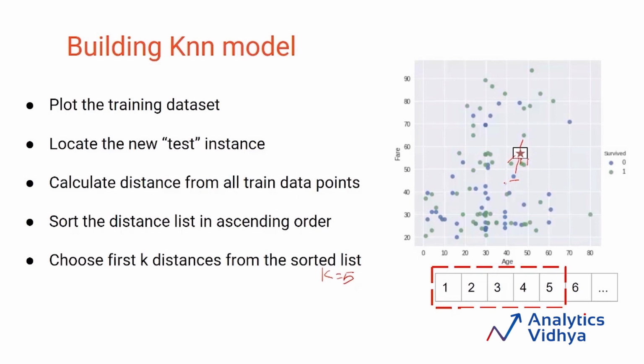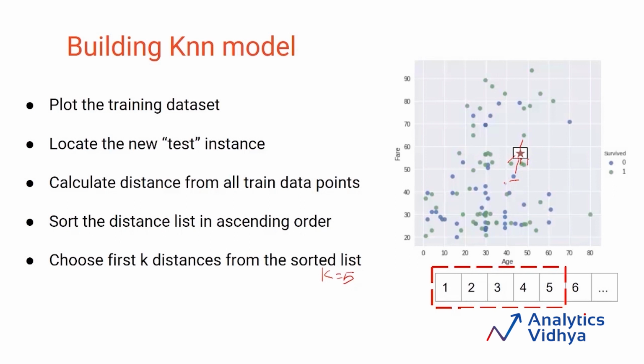So we'll take a mode of the labels of the nearest neighbors. Here we have 4 green points and 1 blue point. In this case, the mode will come out to be green, which is 1. So we can conclude that this new point in the test data will have the target as survived.